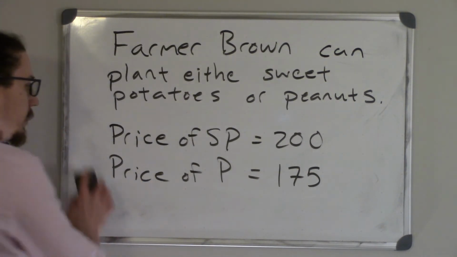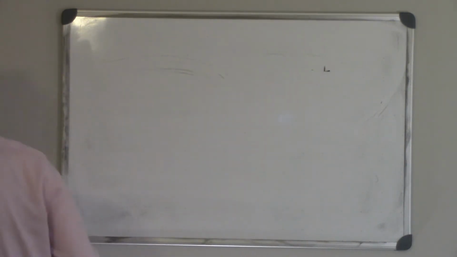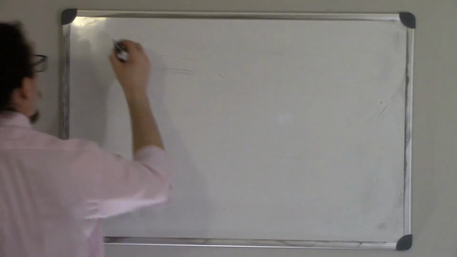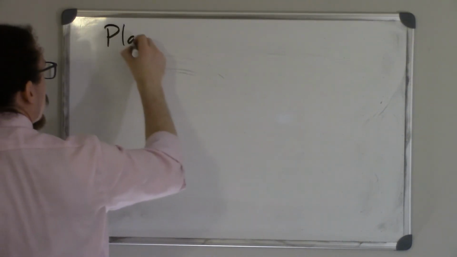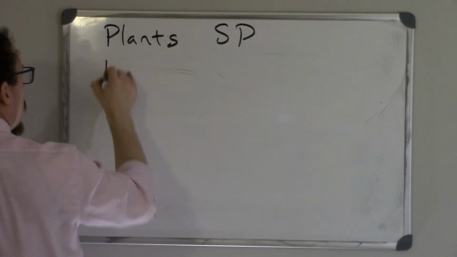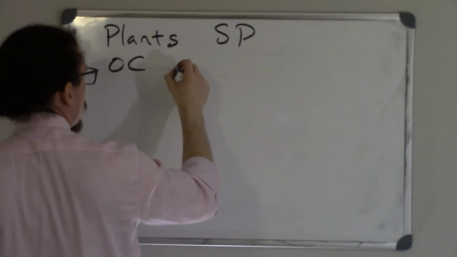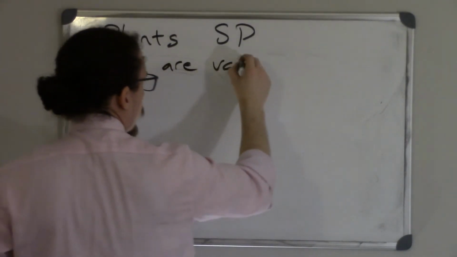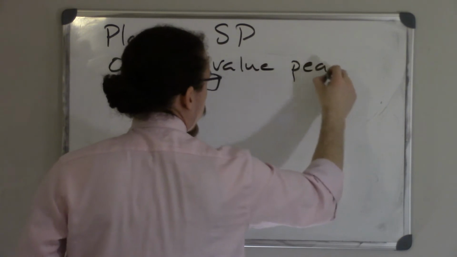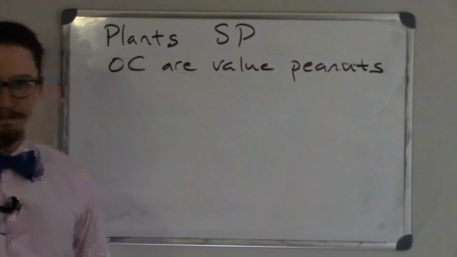So the peanuts, the value of the peanuts, are her opportunity cost. All right, so she plants sweet potatoes, and the opportunity costs are the value of growing peanuts.